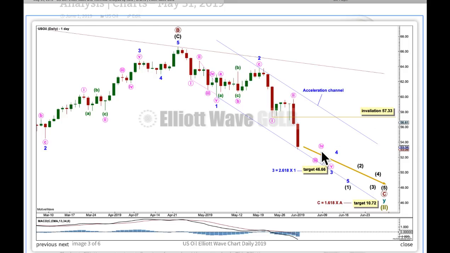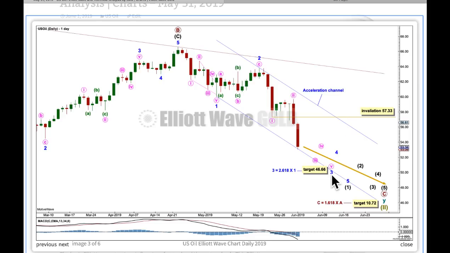Draw an acceleration channel around this downward movement from the end of 1 to the latest low. Place a parallel copy on the end of 2. As price keeps falling, keep redrawing that channel, and when minor wave 3 is over, that will then be an Elliott channel and may show us where a correction for minor 4 may find resistance at the upper edge.